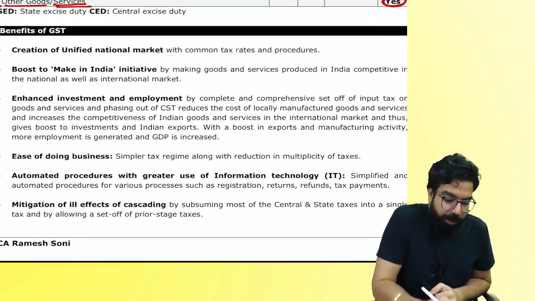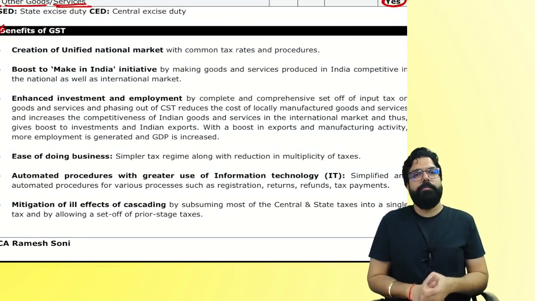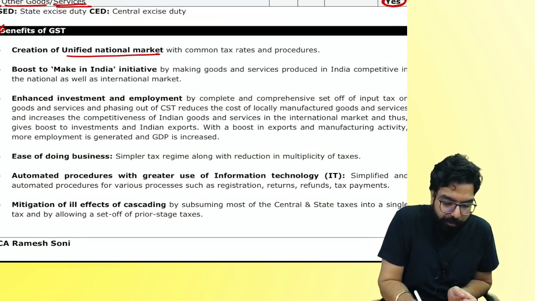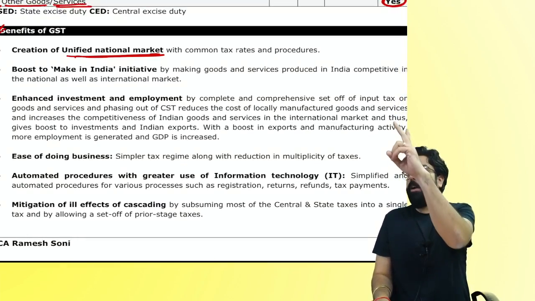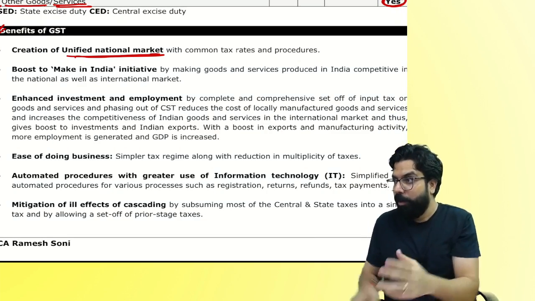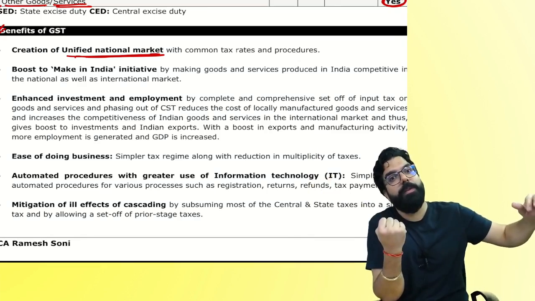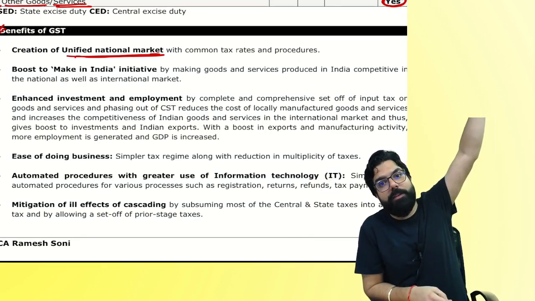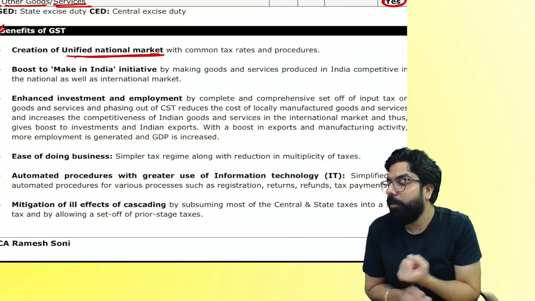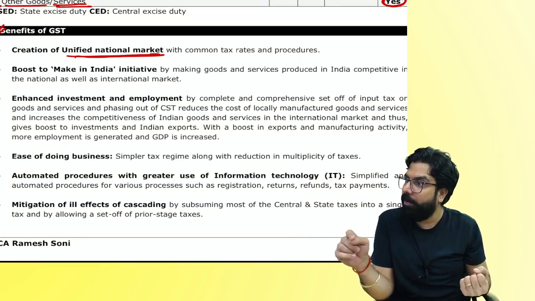Next. Sir, GST came, what is the benefit? Creation of unified national market. One nation, one market, one tax. What is it? GST. You buy from anywhere, will you get the credit? I bought from Jammu and Kashmir. Will I get the credit? Will I get the credit or cascading effect?